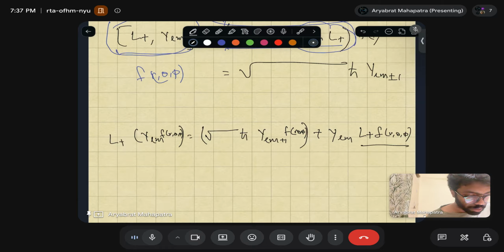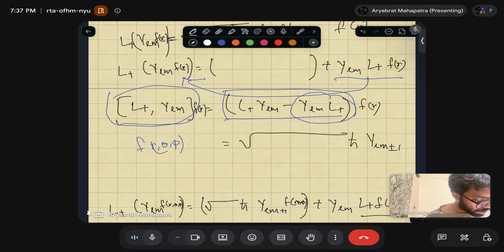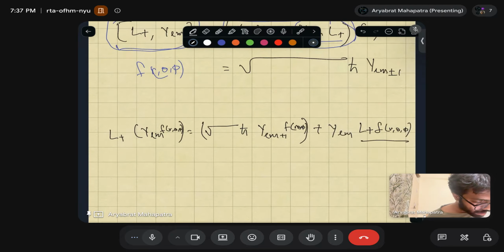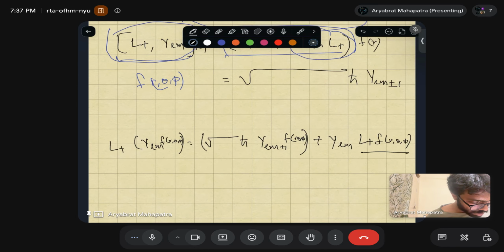So you have something like derivative operators. The second term will be Y_lm in the first place, and L plus in the second place, so that L plus will operate on f of r theta phi, right? Yes.